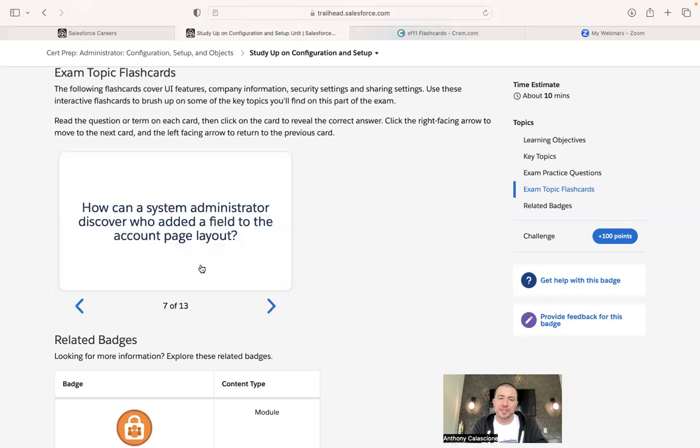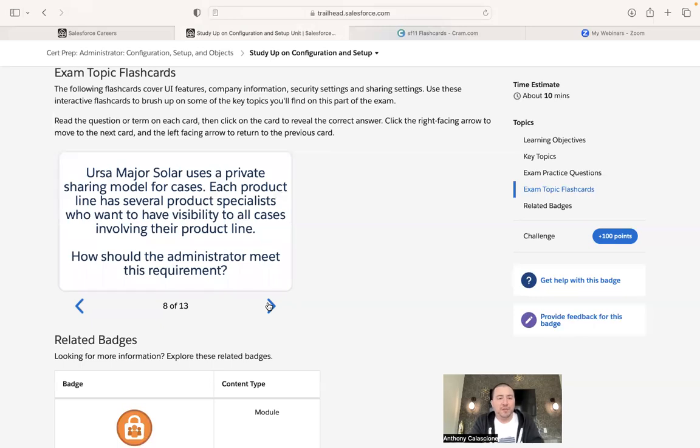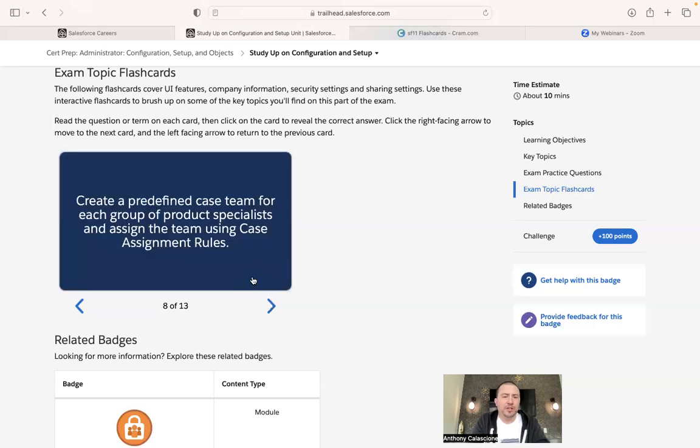How can a system administrator discover who added a field to the account page layout? Use the setup audit trail. Ursa uses a private sharing model for cases. Each product line has several product specialists who want to have visibility to all cases involving their product line. How should the administrator meet this requirement? Create a predefined case team for each group of product specialists and assign the team using case assignment rules.